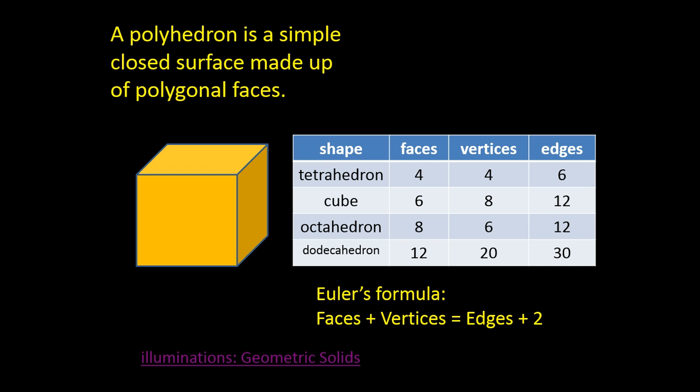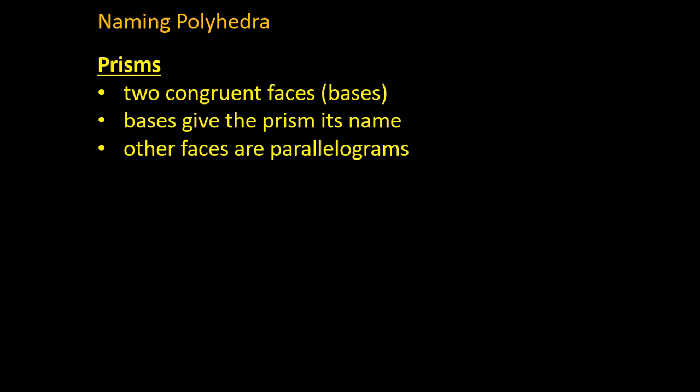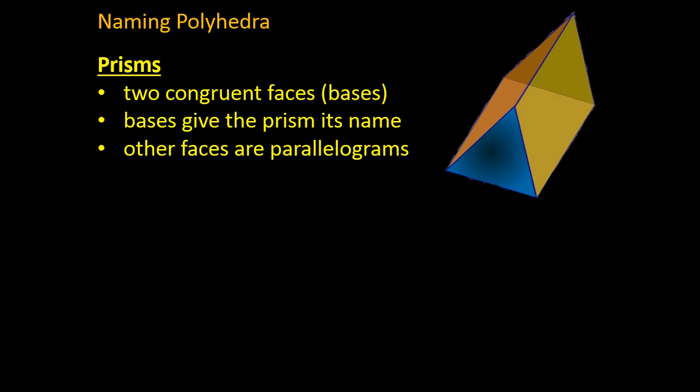We've seen some names for some specific types of polyhedron. Let's look at some other ways to name polyhedron. Prisms have two congruent faces, which are called the bases, and it's the bases that give the prism its name. All of the other faces that connect up those bases are parallelograms.